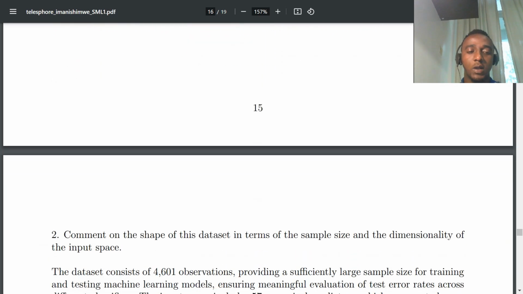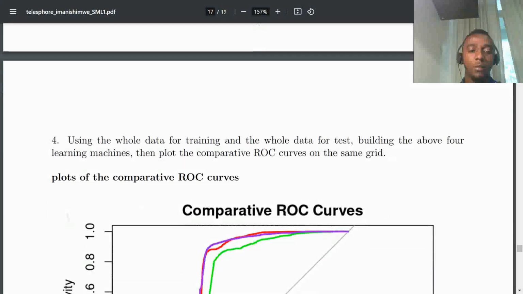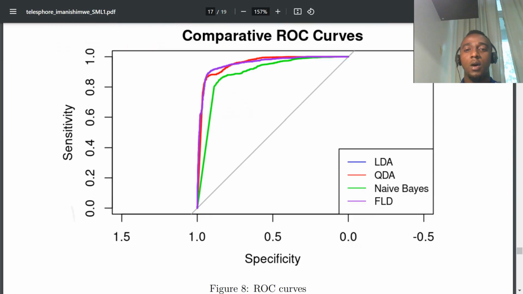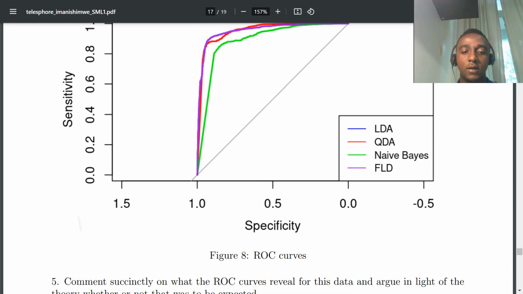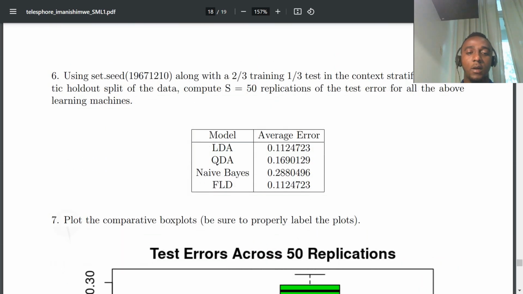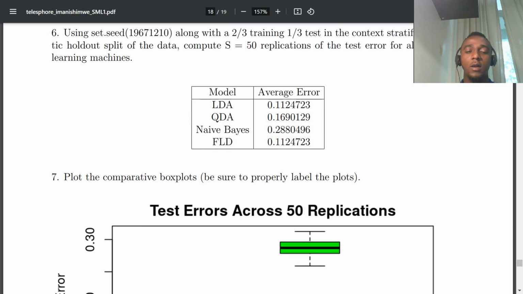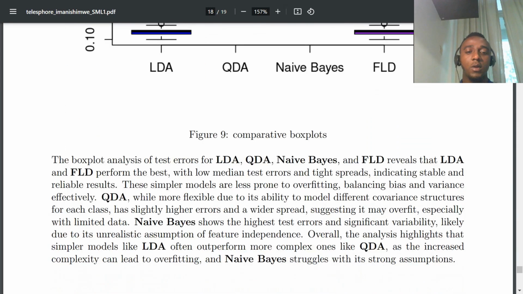And after that, we checked the comparative ROC curve, where among the four models LDA, QDA, naive Bayes and FRD, we found that FRD is the best for fitting my dataset. And after that, we checked the errors of those four models, and also as you see, the average error of FRD is smaller than the others, and on the scatter plot it is that one.